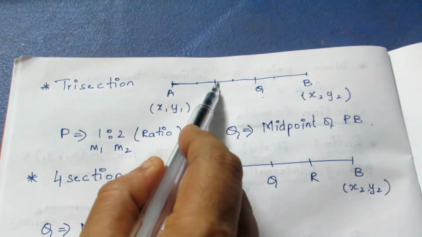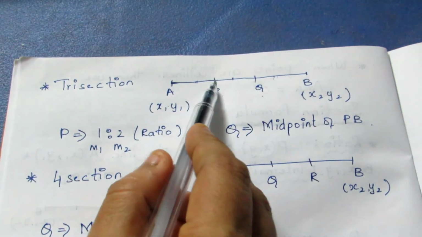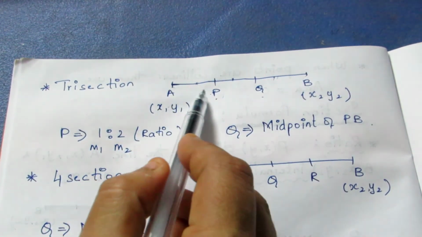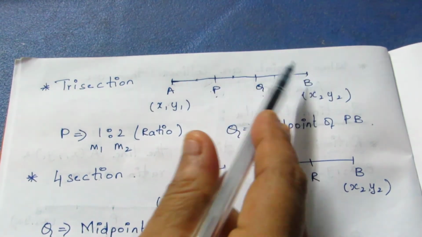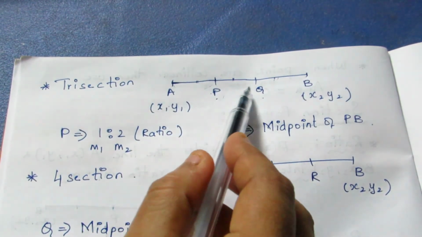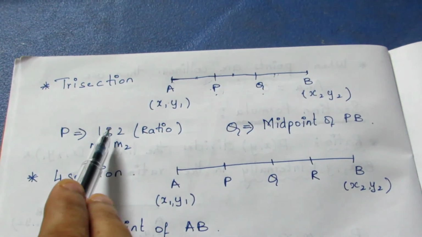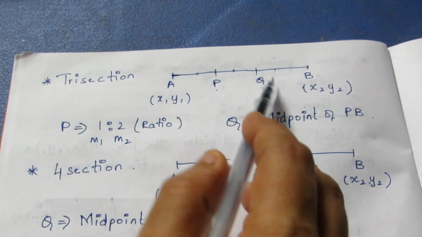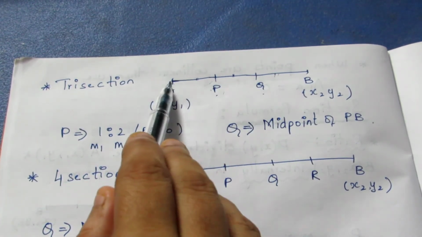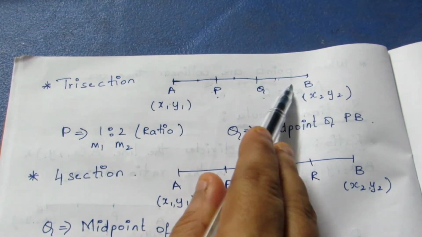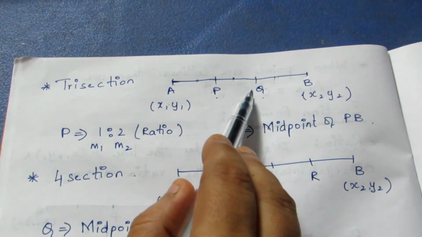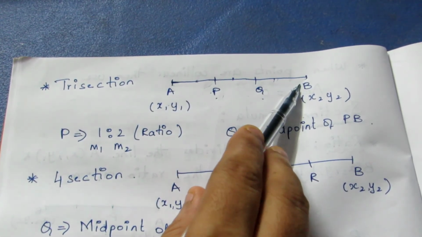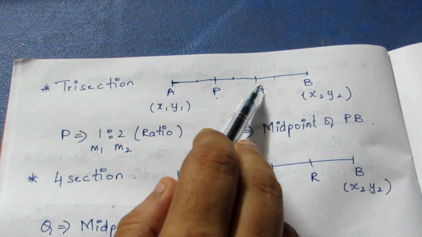Here it is one part. After this to B, it is two parts. So for P, it is 1 is to 2. As it is divided with one part in front and two parts at the back, we need to take 1 is to 2. So the ratio of P will be 1 is to 2. Now for Q, in the front it is 2 parts is to 1 part. So we can take the ratio of Q to be 2 is to 1, and that is one easy method to find Q.